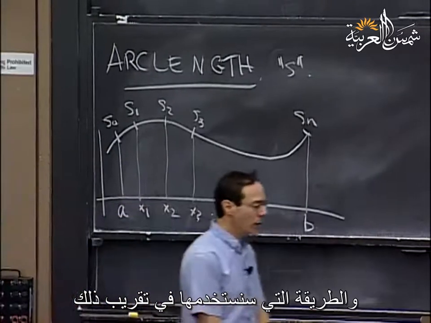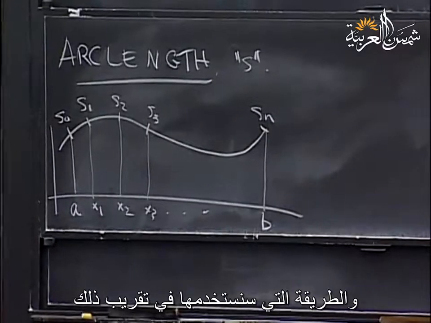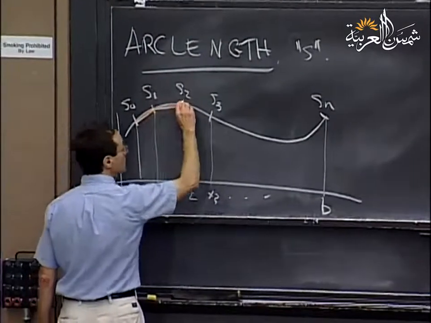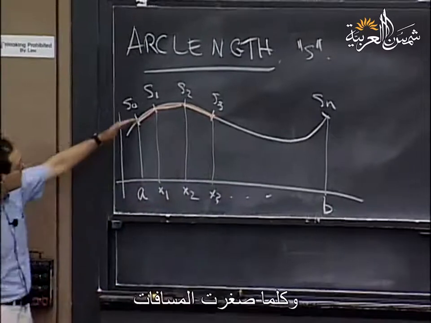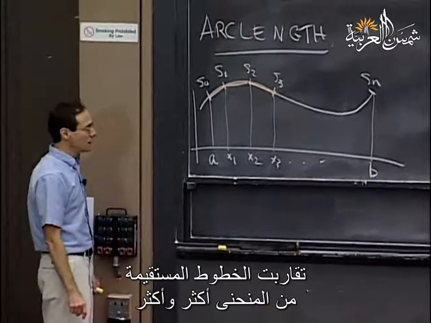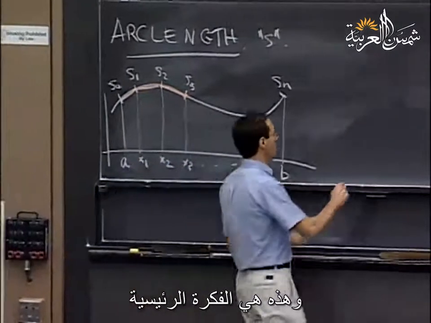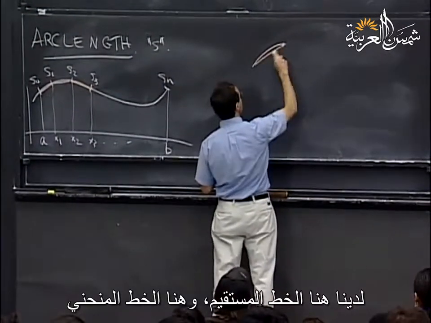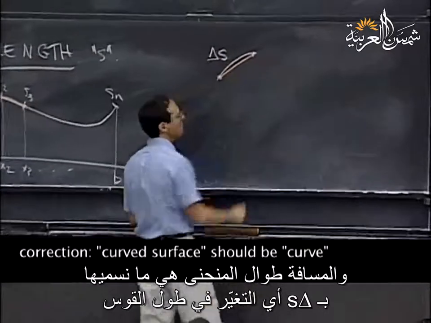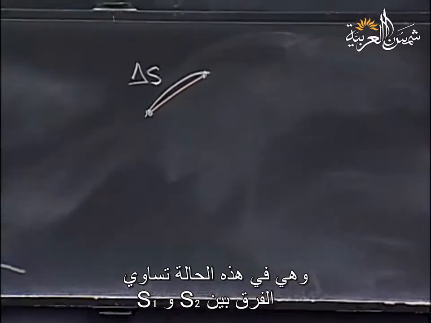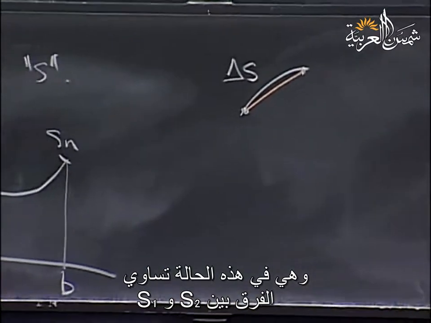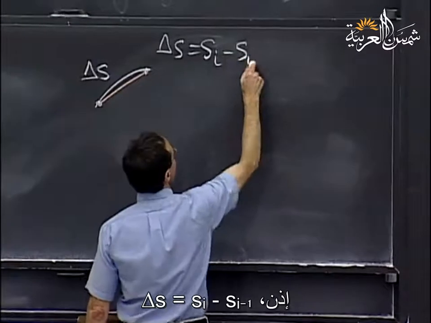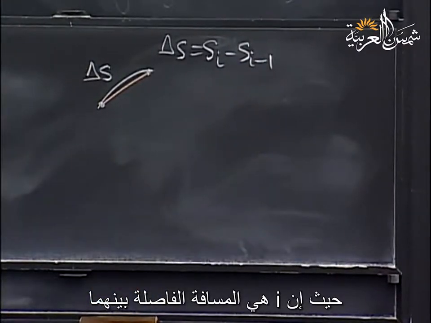And then the way that we're going to approximate this is by taking the straight lines between each of these points. Now, as things get smaller and smaller, the straight line is going to be fairly close to the curve, and that's the main idea. So let me just depict one little chunk of this, one straight line, and here's the curved surface there, and the distance along the curved surface is what I'm calling delta s, the change in the length between, so this would be s2 minus s1 if I depicted that one. So delta s is, say, s_i minus s_(i-1), some increment there.